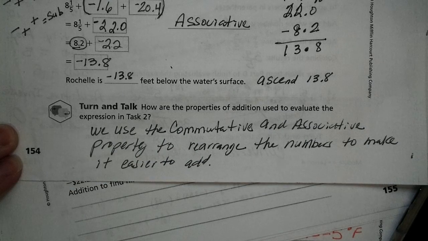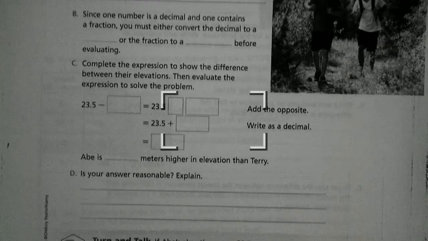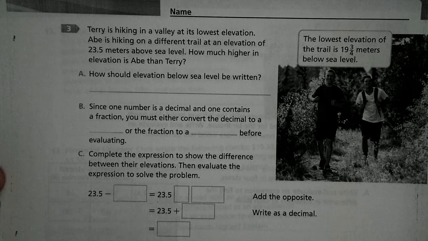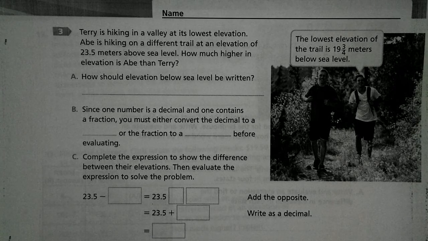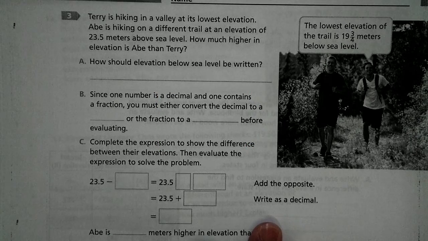Alright, well then let's move on to number 3. Number 3 says, Terry is hiking in a valley at its lowest elevation. Abe is hiking on a different trail at an elevation of 23 5/10 meters above sea level. How much higher in elevation is Abe versus Terry?